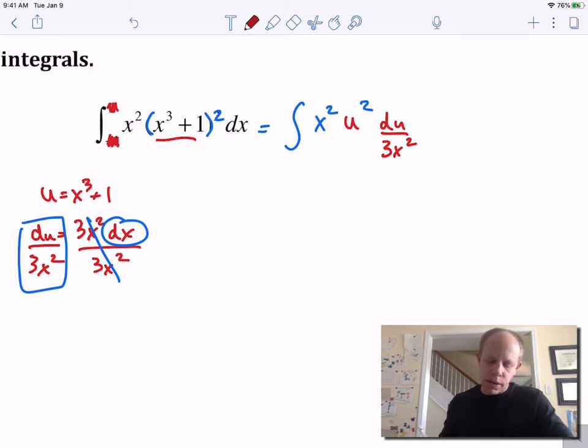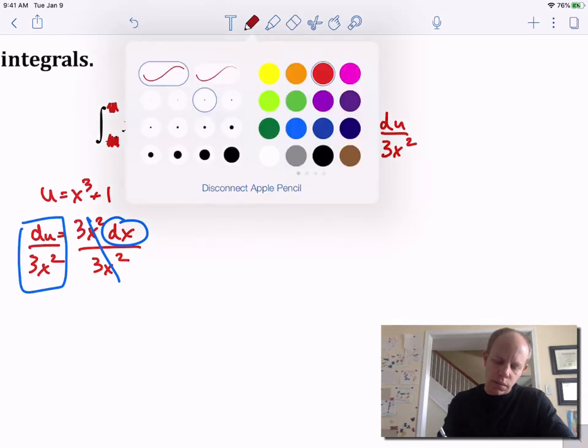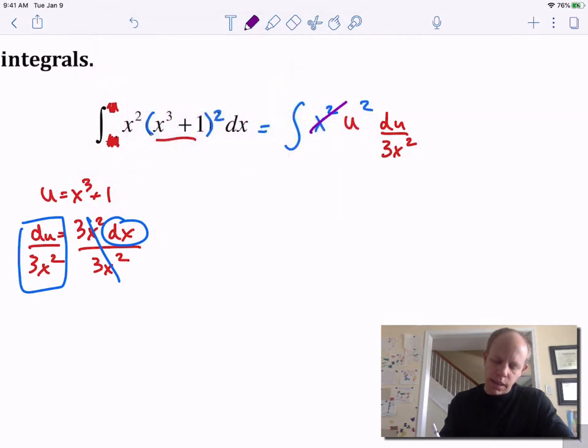Now what's going to happen here is hopefully the variable part, this x squared, okay, ends up canceling out. All right, so that's gone. And then if we were to rewrite this after canceling, we get the definite integral of u squared over 3 du.